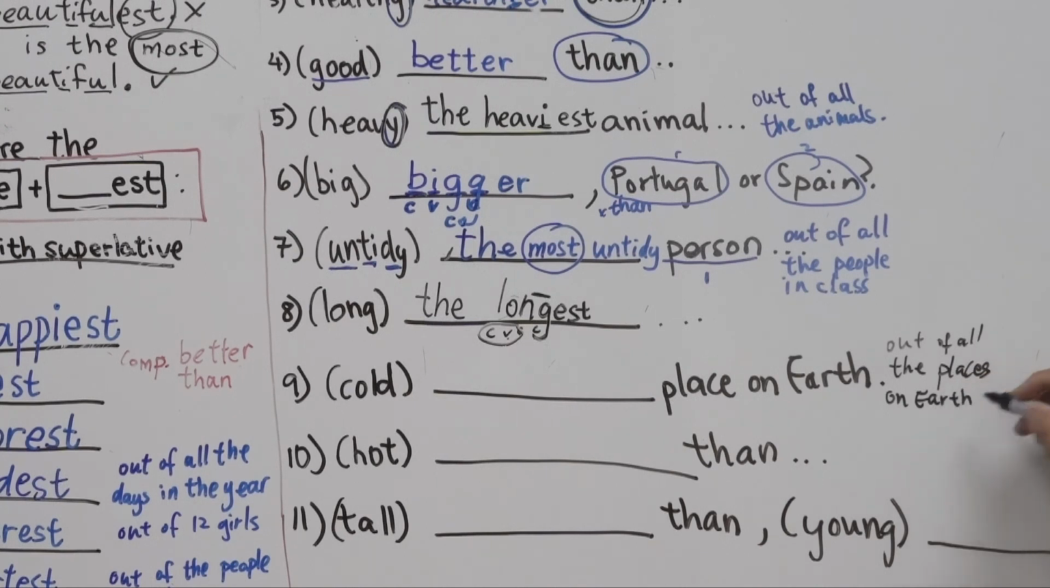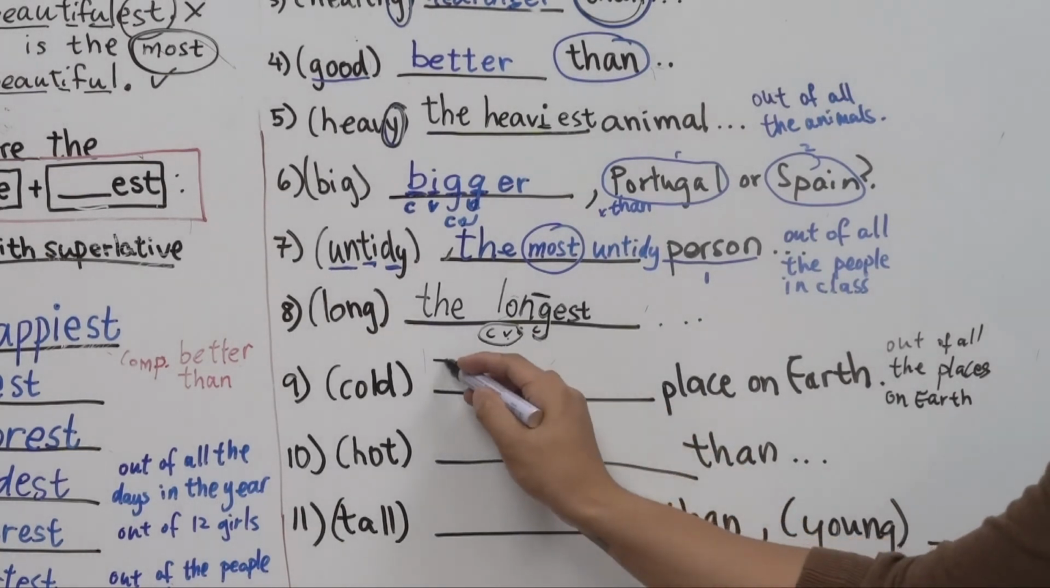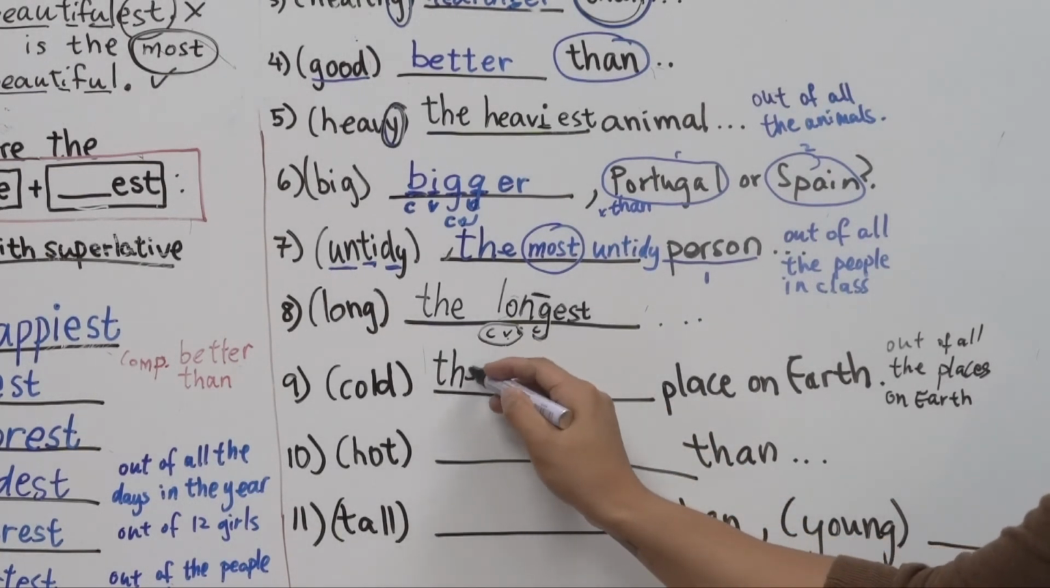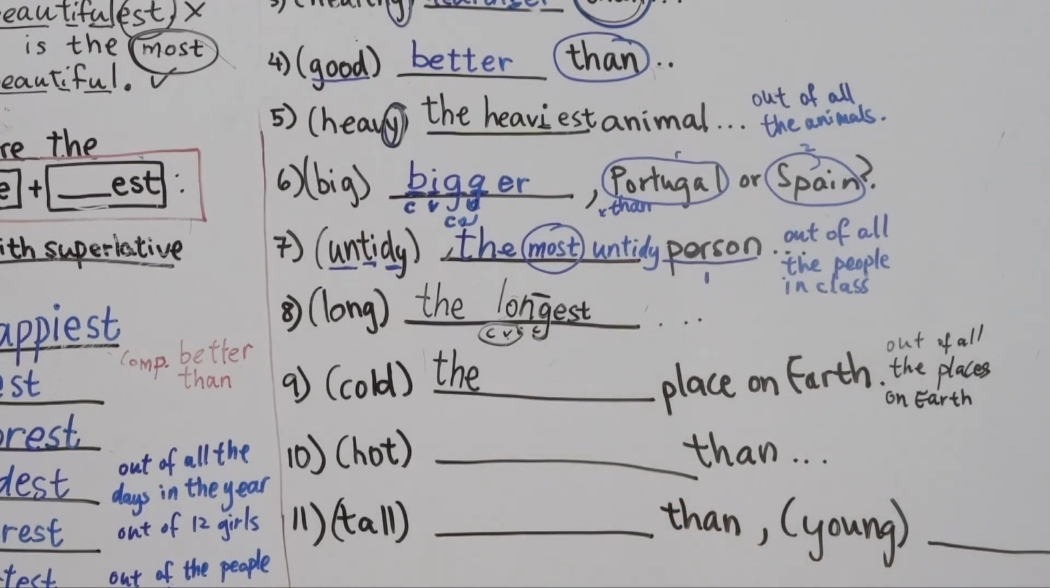And of course, we have more than one place on Earth. So what should this be? We're talking about one thing out of all of the things. Comparative or superlative? It should be the superlative, right? So we have to put the word "the", THE always, before the superlative.